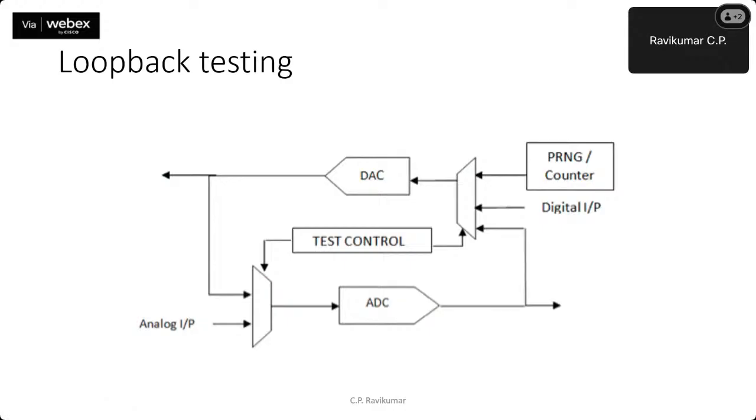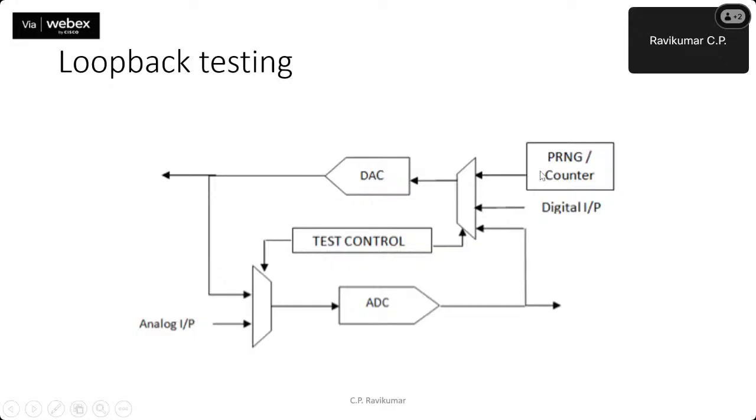And there is another kind of testing that sometimes is used. It's called loop back testing. This is practical when we have both, let us say, a DAC and an ADC. Our intention is to test the DAC and the ADC. What can be done is we could set up some sort of a counter and give the inputs to the DAC from the counter.